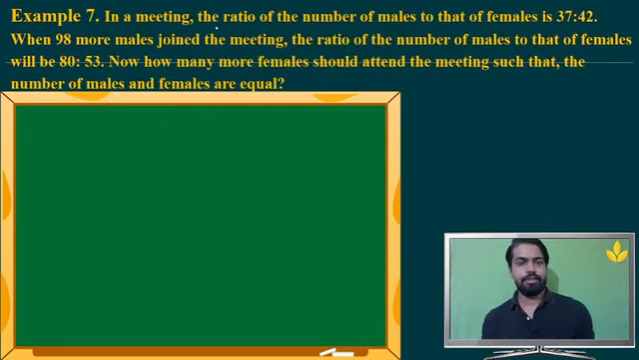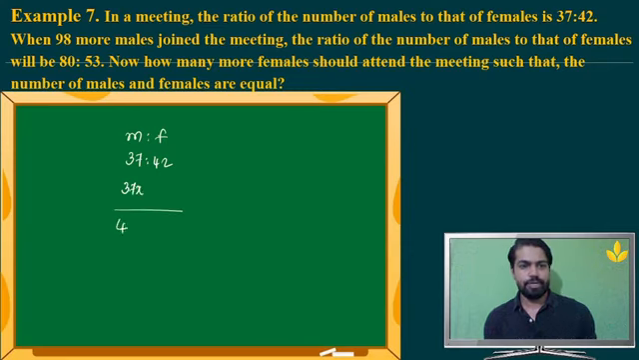Let's go to the next question. In a meeting, the ratio of the number of males to that of females is 37 is to 42. When 98 more males join the meeting, the ratio of the number of males to females becomes 80 is to 53. So I'll take it as 37x and 42x. Now you're adding only 98 males, not females. So the new ratio becomes 80 by 53. How many more females should be added to the meeting such that the number of males and females are equal? Let's find out the number of males first by solving this.